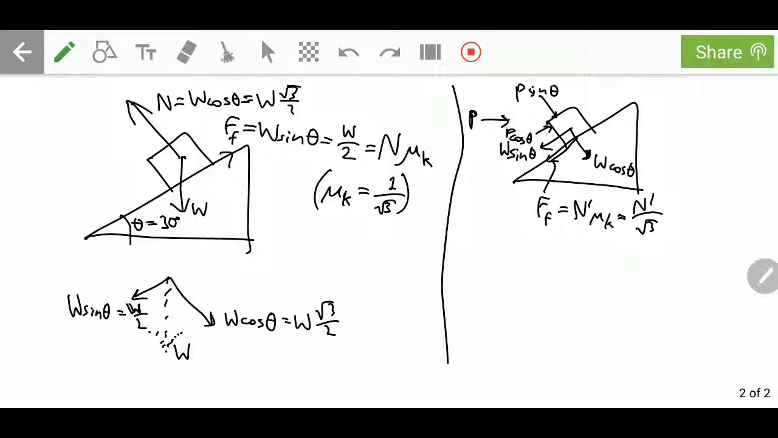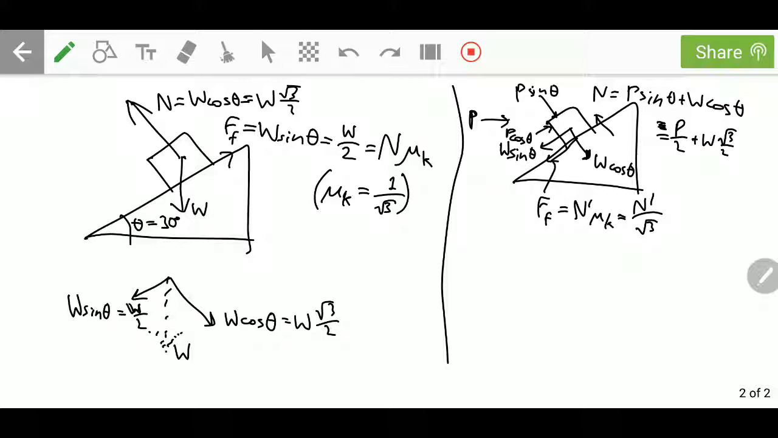So now, the normal force, N, I'm going to draw it off to the side, has to balance the two forces that are sort of threatening to push the block into the ramp, and so it will have to equal P sine theta plus W cosine theta. And so really, that's P over 2 plus W root 3 over 2.